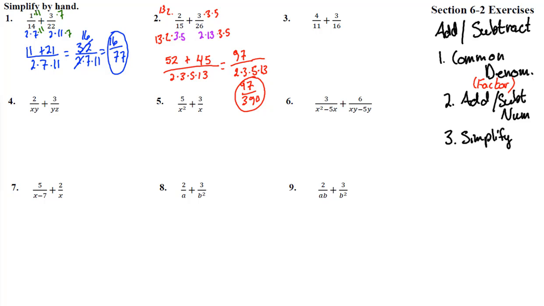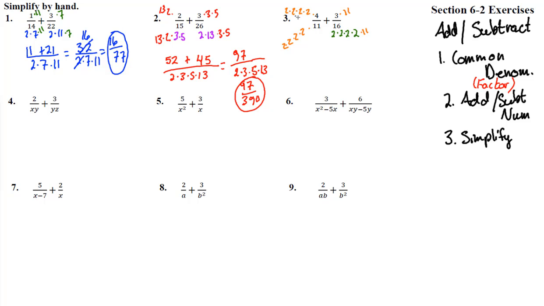All righty. Next one. 4 over 11 plus 3 over 16. Now 16 is 2 times 8, which is 2 times 4, which is 2 times 2. Nothing common here. So the only way we're going to get a common denominator is to multiply the 2 together. So we've got a times by 11 on this side and times by 16. There we go. And do it on top and bottom there.